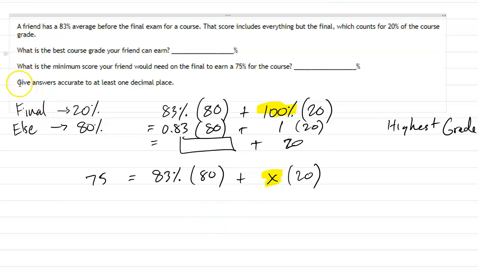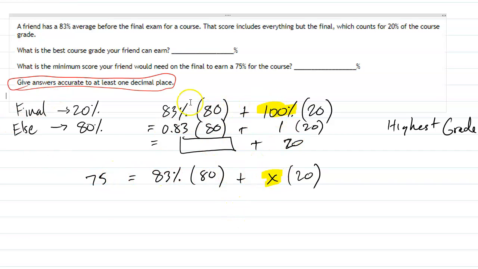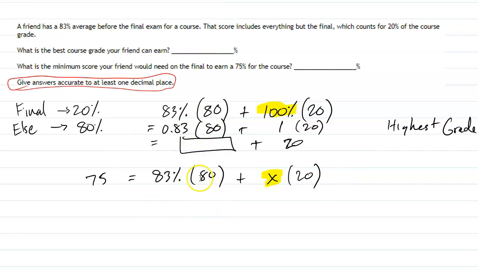And notice here, underline it, circle it. Give answers accurate to at least one decimal place. So yeah, you'll want to make sure you do that. Hopefully this helps. This is just the setup in order to solve for the highest grade and the minimum grade to get a 75% overall in the course. Let me know if you have any other questions.